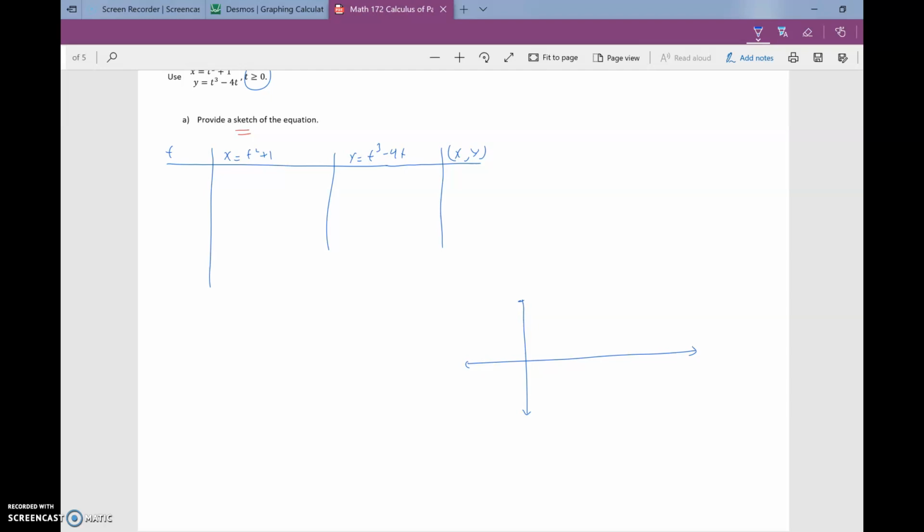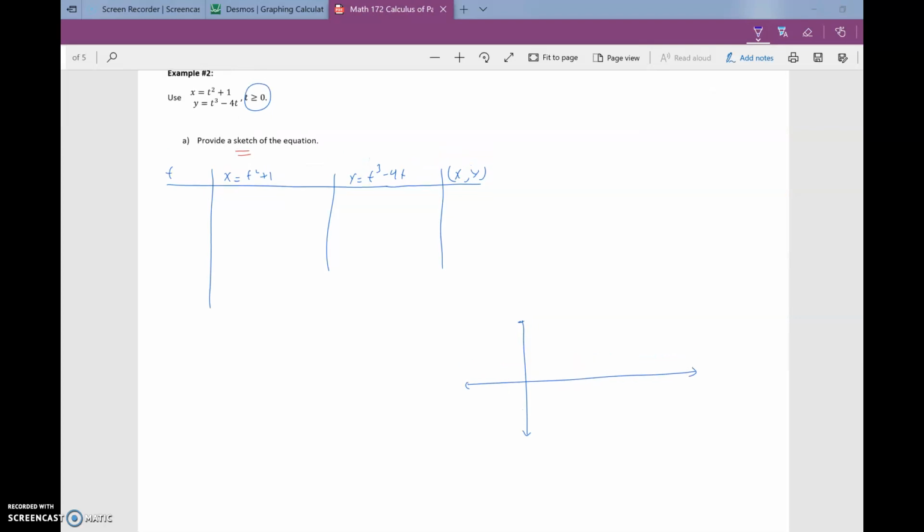On this particular one, I'm going to start at 0. So x is equal to 0 squared plus 1, which is 1. Y is equal to 0 minus 4 times 0. I'm getting a 0. So 0 comma 0 for the first value.